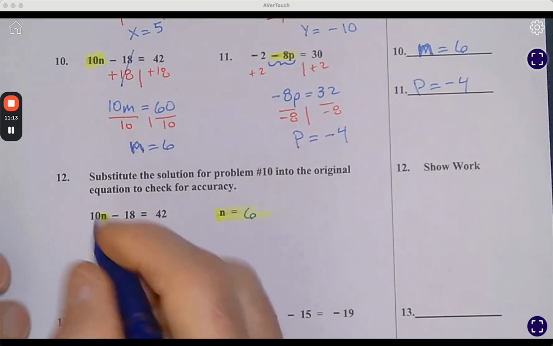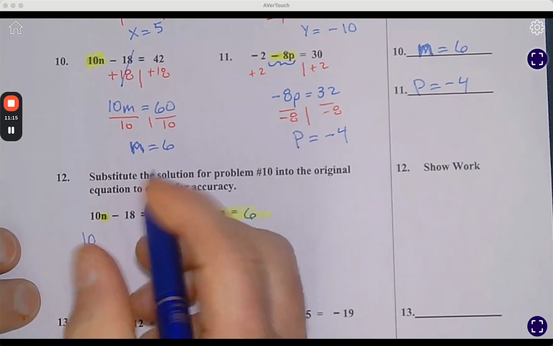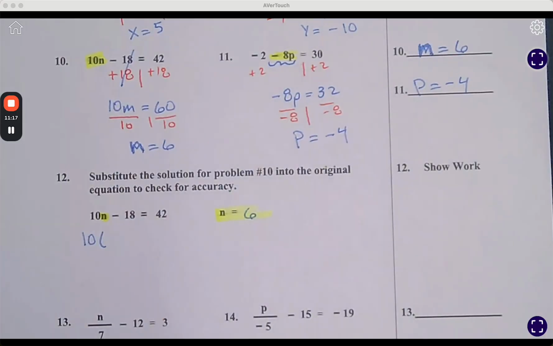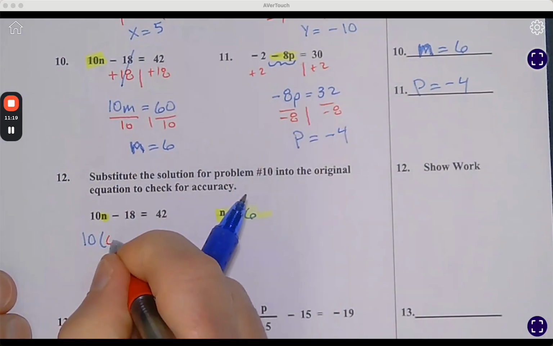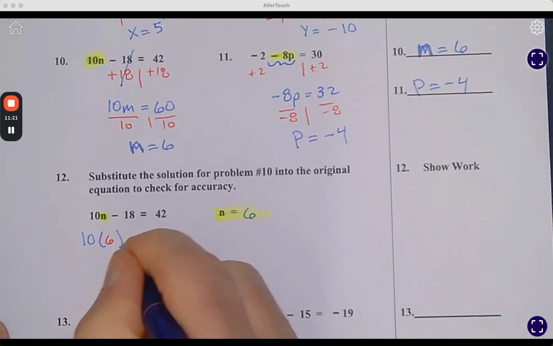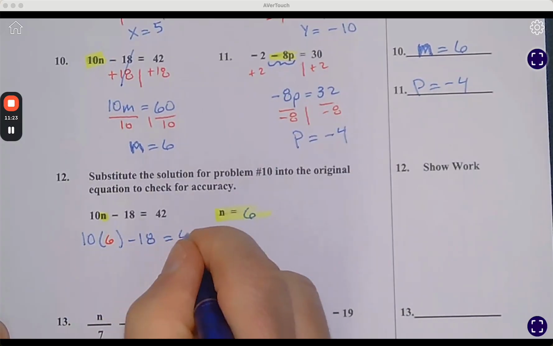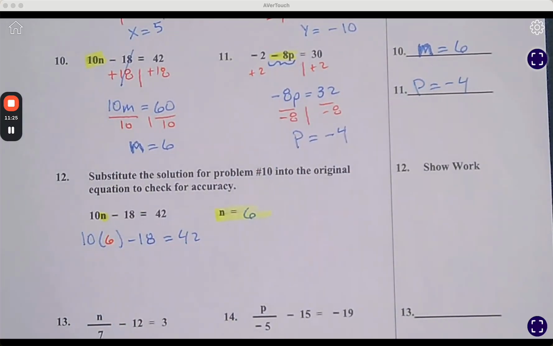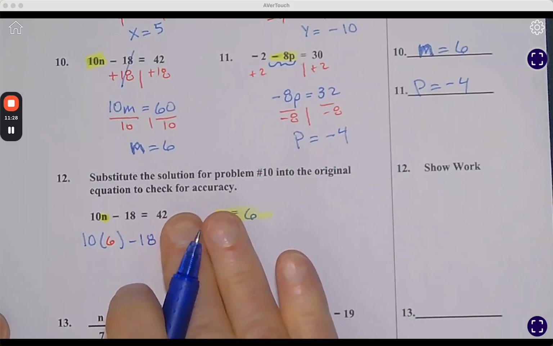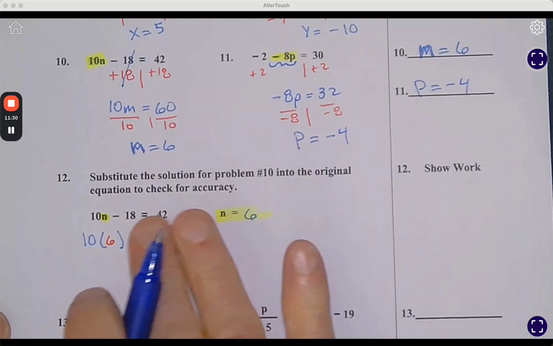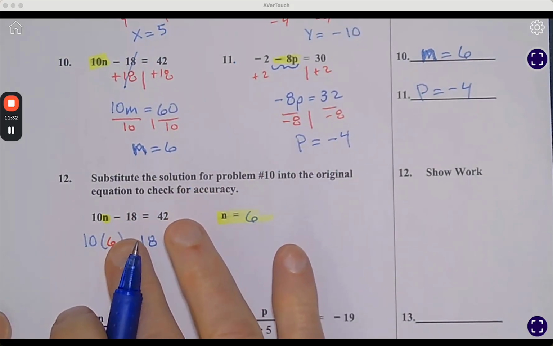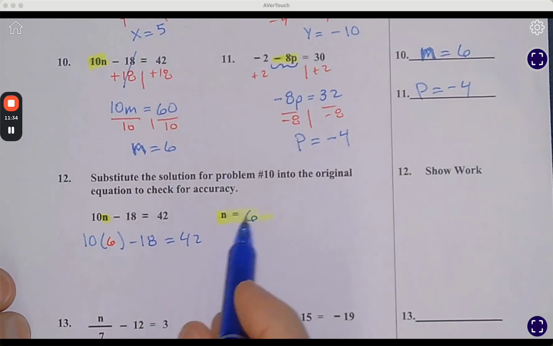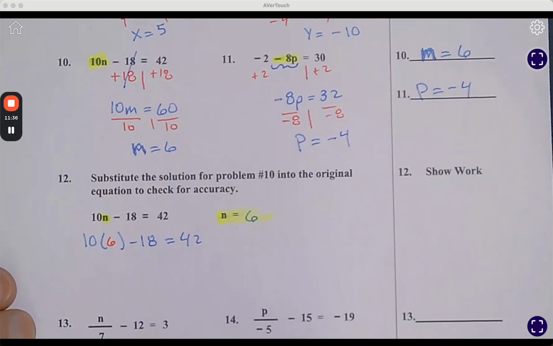Okay, so I'm going to rewrite 10. Open a parenthesis when you substitute in, please. You're substituting in 6 minus the big 18 equals 42. All right, now on the left-hand side, I'm doing the order of operations because I have an expression that I'm now simplifying, right? Because I substituted in. I'm evaluating this for n equals 6.